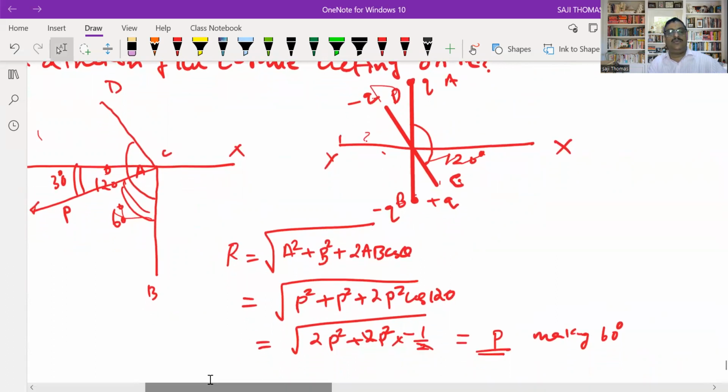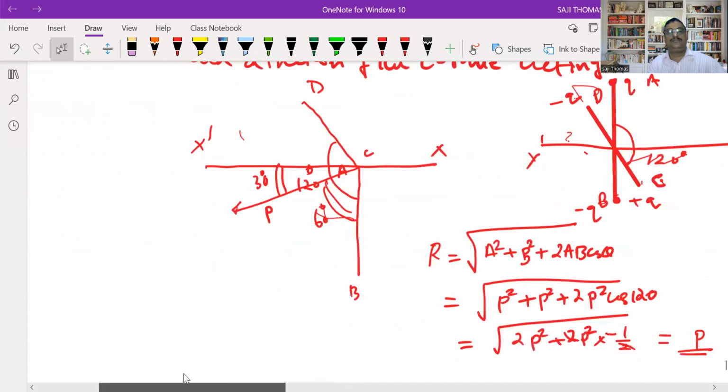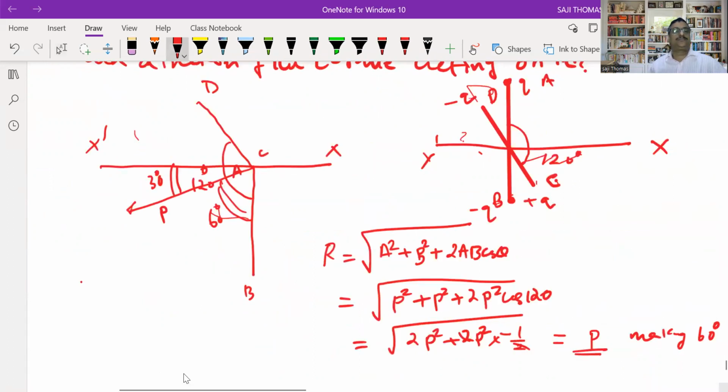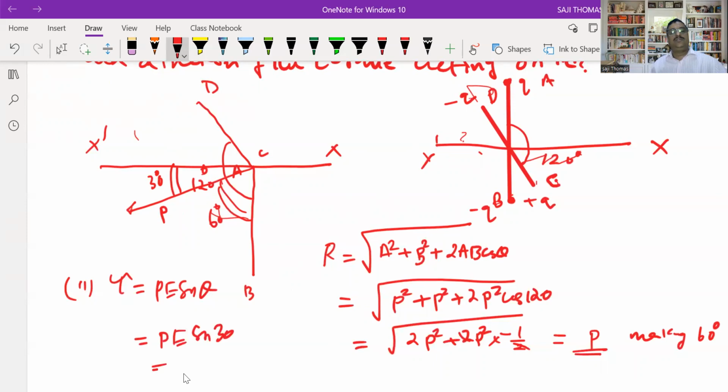How will you find the magnitude of the torque? The equation you know: tau equals P E sin theta. Resultant is P only, so P E sin 30. So P E by 2, since sin 30 is 1/2. What is the direction? Making 30 degrees with the x direction.